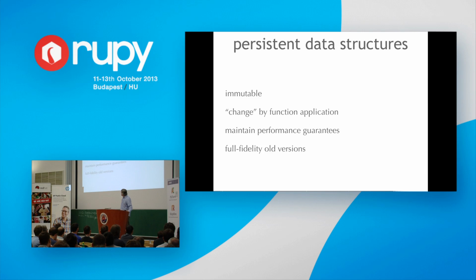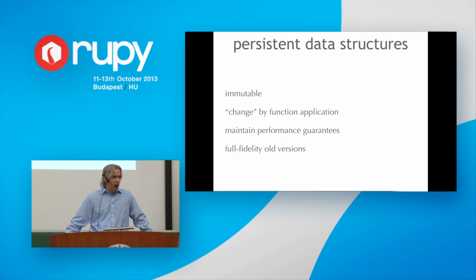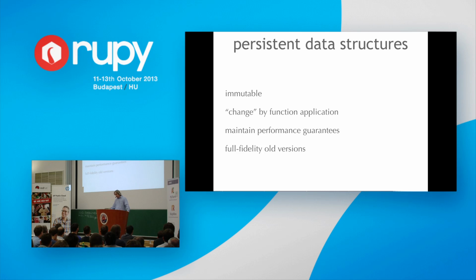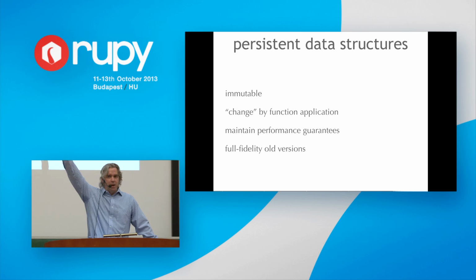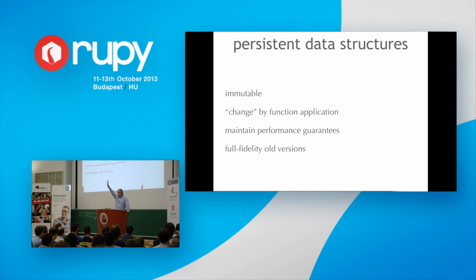So persistent data structures are immutable. They maintain performance guarantees, so it's not naive copying to make a big collection out of another big collection. And they maintain full fidelity access to old versions of data. Why does this matter? Well, you've probably heard that because of the rapid advance of hardware, we can now afford entire kilobytes of memory locally. Does anyone actually have entire kilobytes on a device?